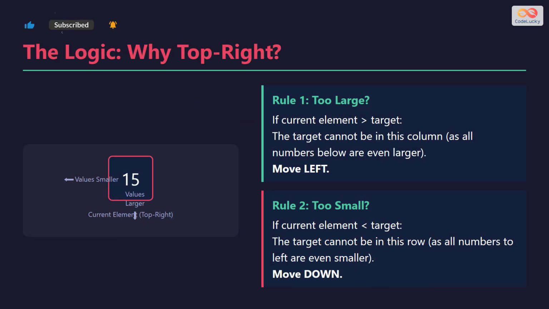Let's visualize why the top right corner works. Suppose we are at the top right element. If this element is greater than our target, we know the target cannot be in the current column because everything below is even larger. So we eliminate the column by moving left. Conversely, if the element is smaller than our target, we know the target cannot be in the current row because everything to the left is even smaller. So we eliminate the row by moving down.